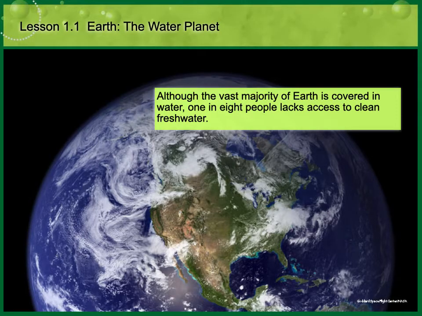So this slideshow corresponds with the sections of the water resources chapter in your textbook, and the diagrams in this slideshow are the ones that are exactly out of your textbook. So that's why it's going to be broken up into a couple different lessons. This being the water planet, we'll go through a few slides here, and just the information posted on this one. Although the vast majority of Earth is covered in water, 1 in 8 people lack access to clean, fresh water.